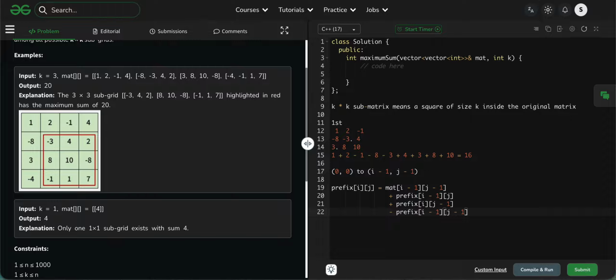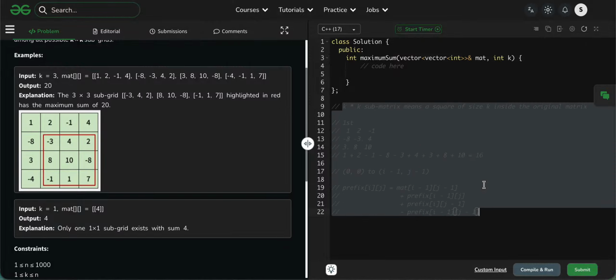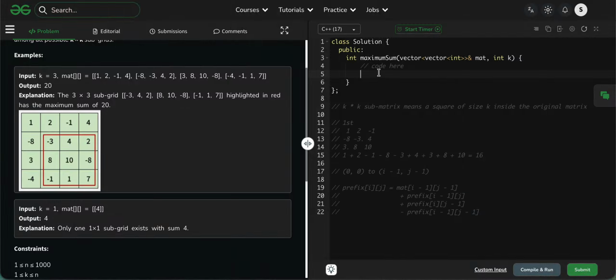So suppose that the rectangle is r1 c1 to r2 c2, like this. So now every k into k square takes order of 1, right? So here we can write the code, then you will understand our whole approach, what I am saying, right? So start with int n is equal to the size of mat, got it?